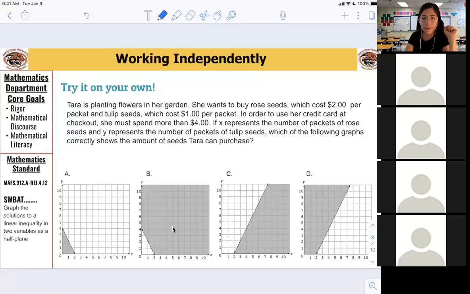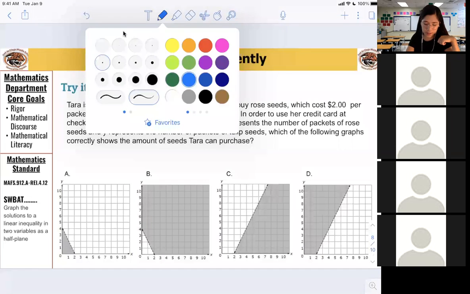All right, ready for the results? Here we go. B was the winning answer. And now let's check to see if B is correct. Let's see. So Tara is planting flowers in her garden. She wants to buy rose seeds, which cost $2 per packet, and tulip seeds, which cost $1 per packet. In order to use her credit card, she must spend more than $4. If X is the number of packets of rose seeds and Y is the number of packets of tulip seeds, which of the following graphs correctly shows the amount of seeds Tara can purchase?